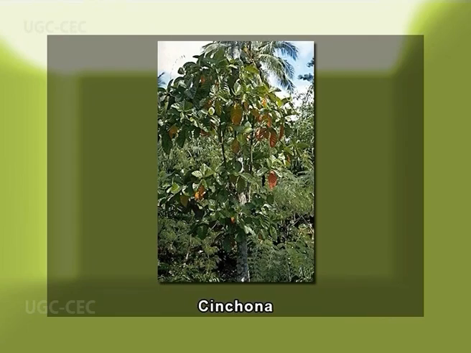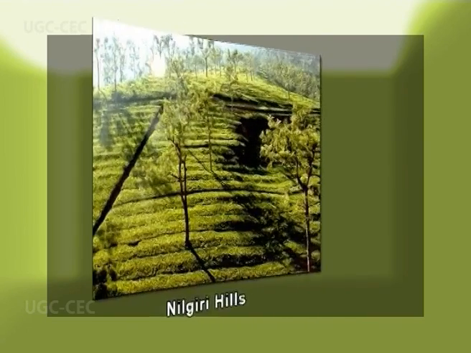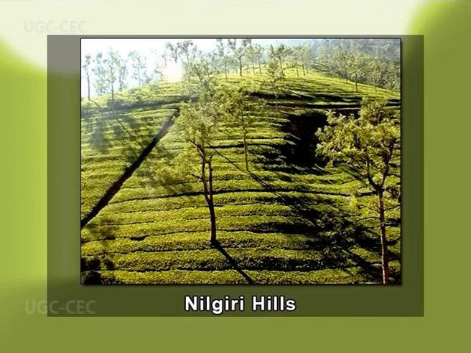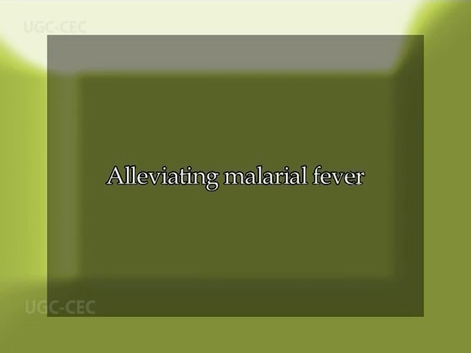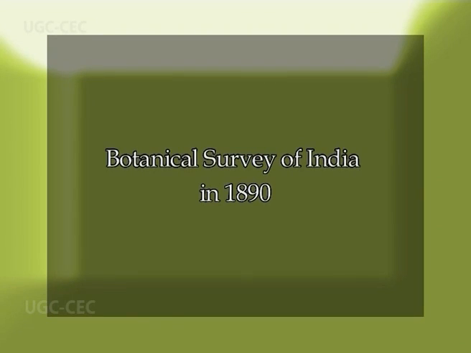In 1853, cinchona trees were introduced in the garden and its cultivation was recommended in the Nilgiri hills. The seeds were brought from Kew and several species of cinchona were raised in the botanic garden. This helped to a large extent in alleviating malarial fever. The botanists under various provincial governments united into an organization later called Botanical Survey of India in 1890.